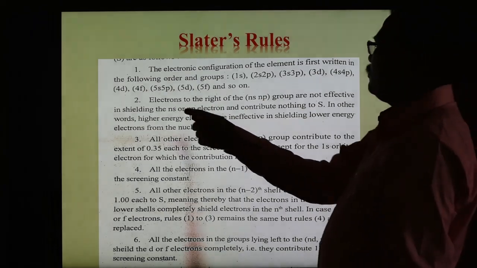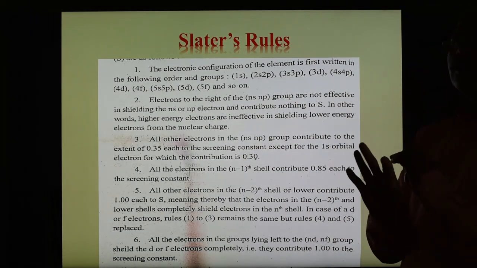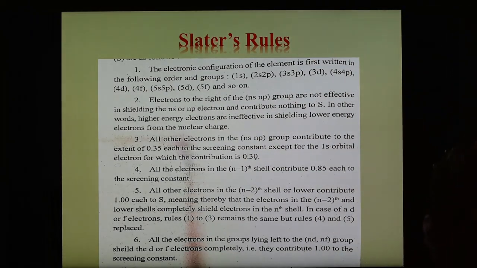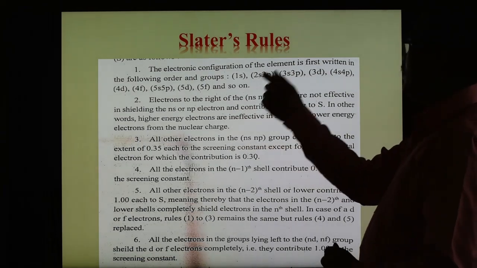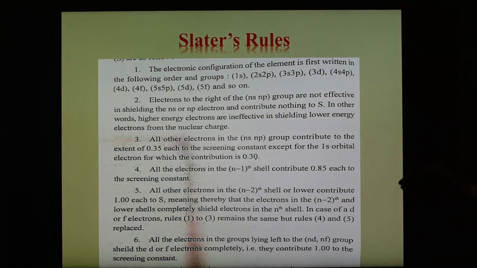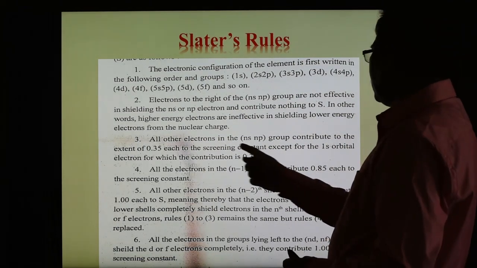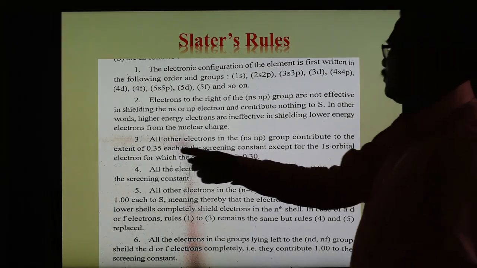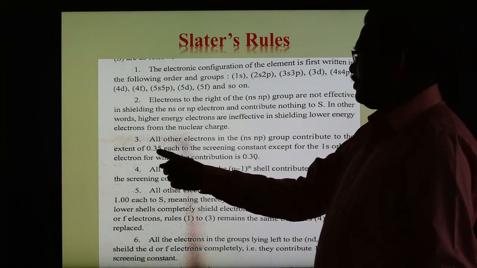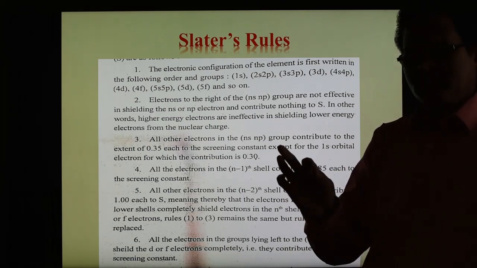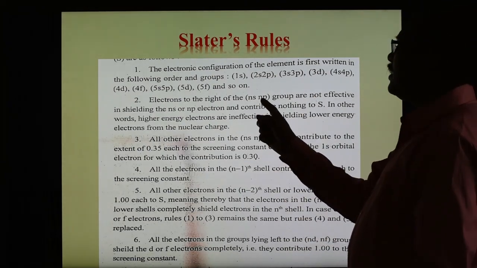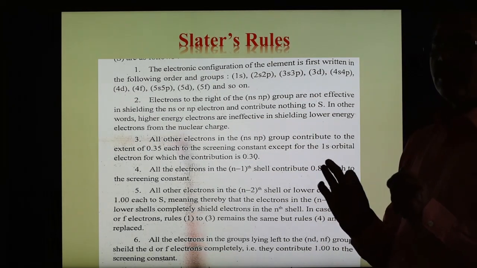The second important rule is that the last electron does not contribute to the screening constant. For example, if the atomic number is 11, the 11th electron, the last electron, does not contribute to the screening constant. So this is rule number 2. And rule number 3 is that there is a contribution of 0.35 for each electron present in the ns-np group. So this is the third rule.